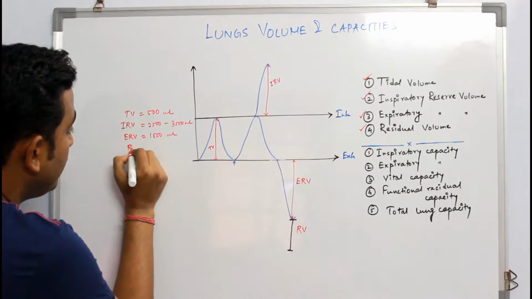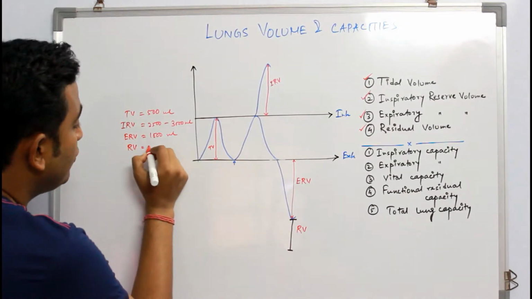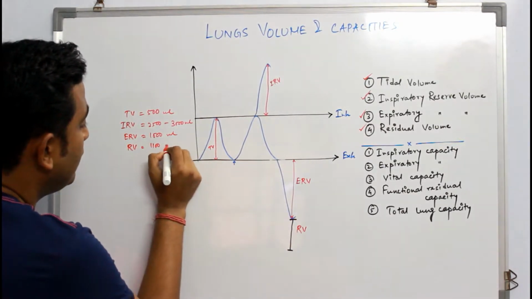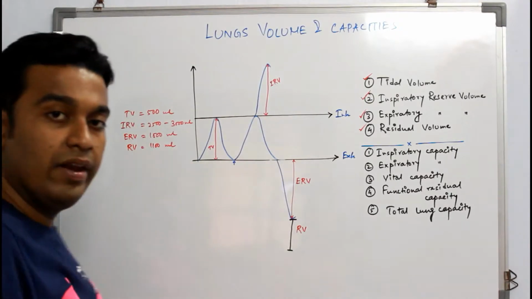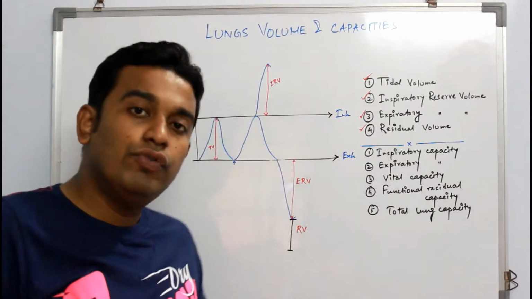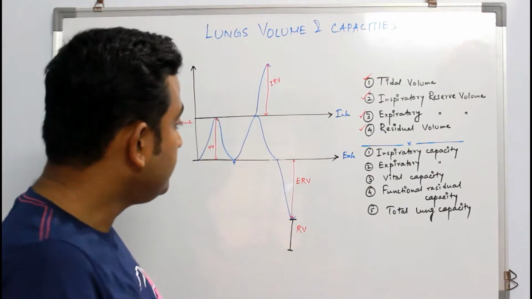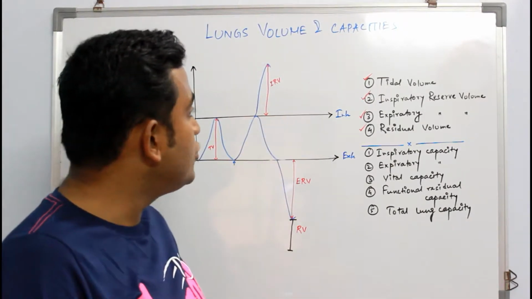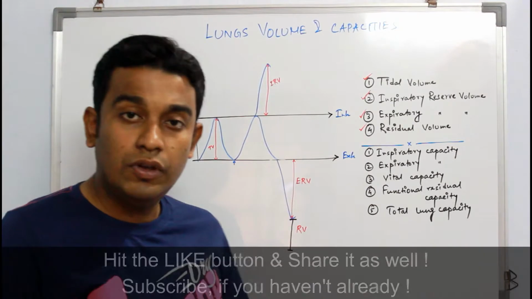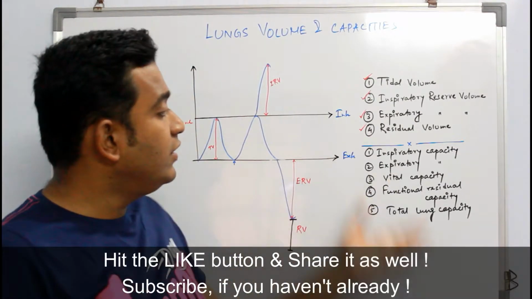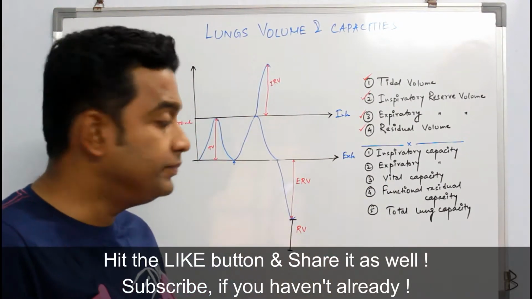So I'll write it here. RV is somewhere around say 1100 to 1200 ml. Again, I would suggest you follow your own textbooks for the values to be more accurate on this. So guys, here we have finished with all the volumes, right? Now let's understand these capacities.